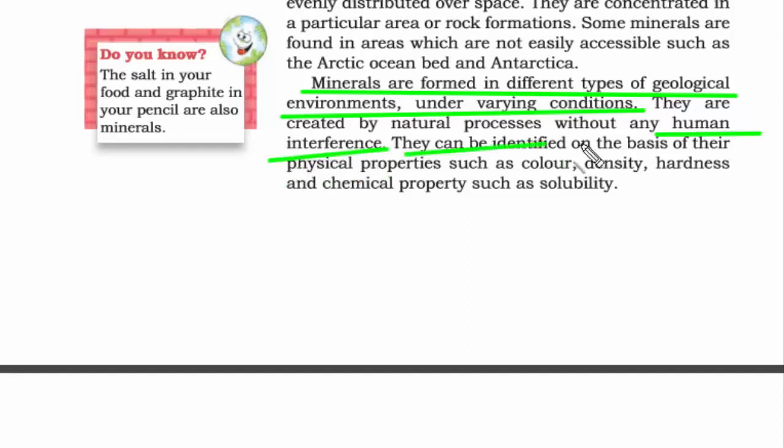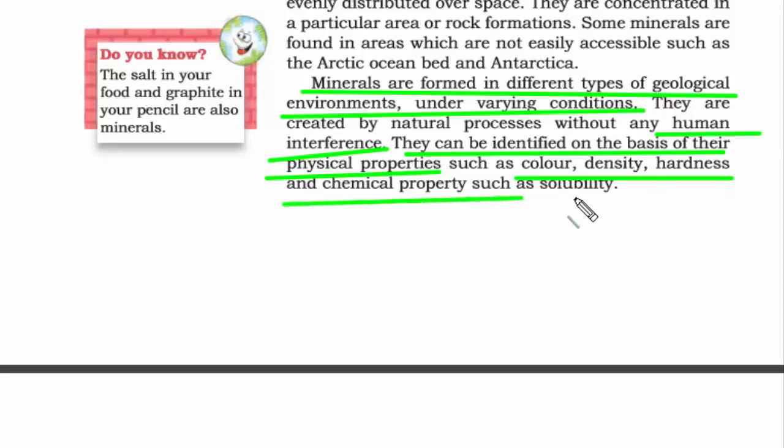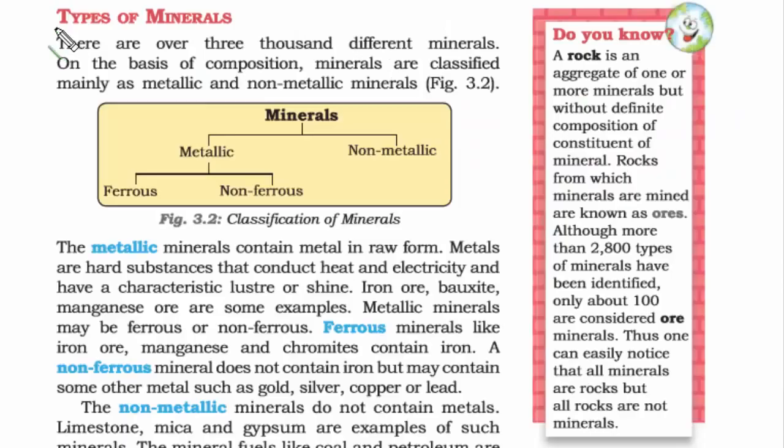They are natural. It is very important to identify minerals, because otherwise you will not make proper use of them. We identify them with the help of physical properties like color, density, hardness, and other chemical properties such as solubility. Now let's understand the different classifications of minerals. We have more than 3000 types of minerals, but to classify them, we need to understand their composition. Broadly, minerals are classified into two categories, metallic and non-metallic.